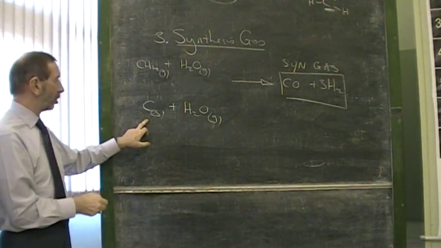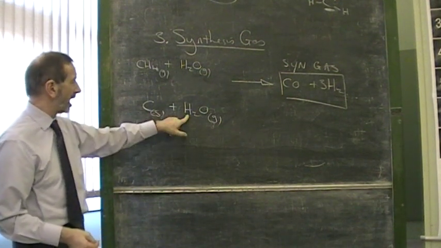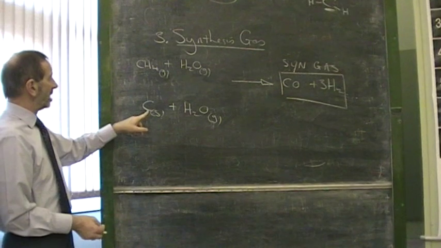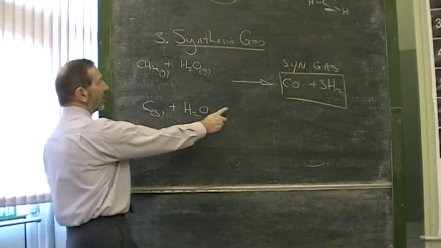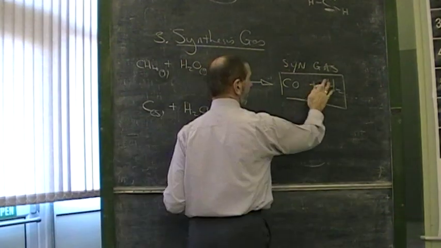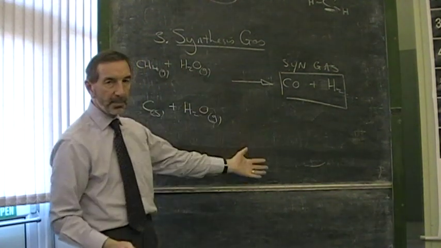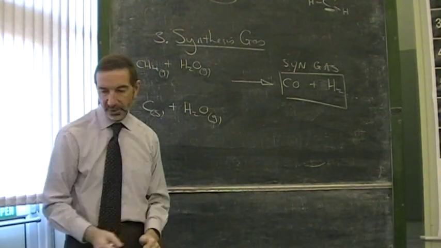Again, an abundant raw material. Given the right conditions, we can persuade coal and steam to react. The only difference is that in this case, we'll get C and O, CO, and we'll only get one lot of hydrogen. It doesn't matter. The ratio doesn't matter. It's simply a mixture of carbon monoxide and hydrogen that counts as synthesis gas.